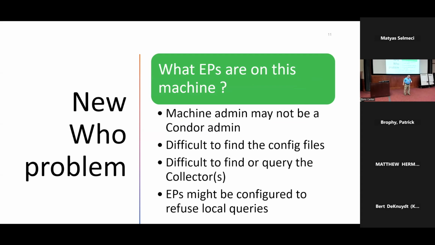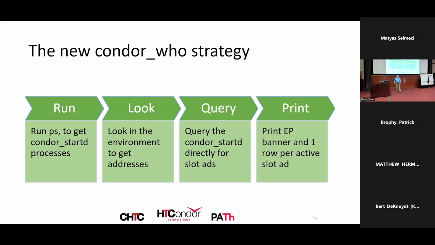Is the new Who problem. It can be difficult to find the config files, still difficult to query the collector, and in the normal default glide-in case, impossible to query. And so what we had to do is switch to a new strategy.